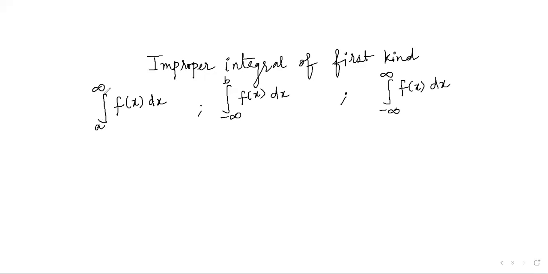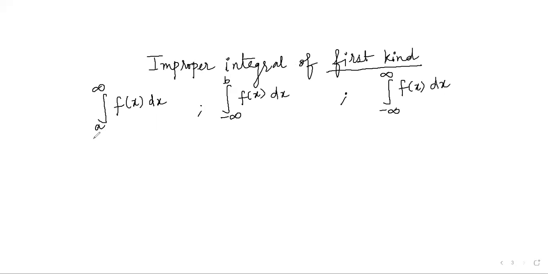So we have these three cases here. In the first case, the upper limit is not finite, it is infinity. In the second case, the lower limit is not finite, it is minus infinity. And in the third case, both upper and lower limits are not finite, they are minus infinity and infinity. Such integrals where the limits of integration are not finite are improper integrals of the first kind. Now, how can we check whether they exist, whether they are convergent or not? Let us discuss the first case.